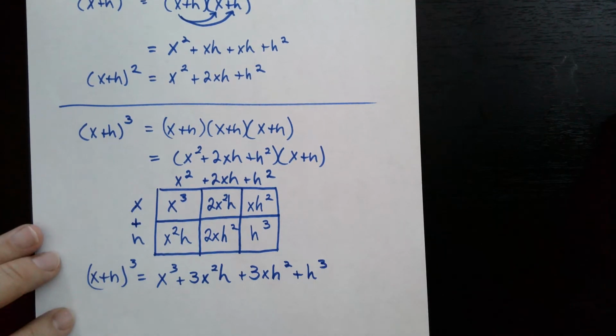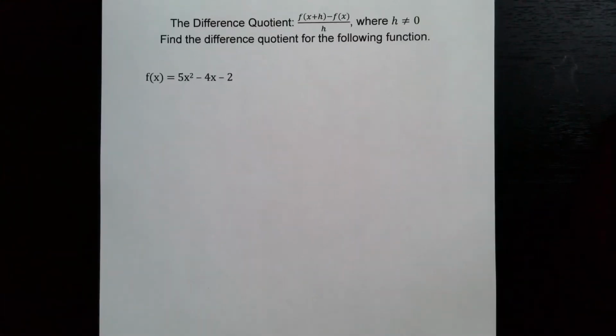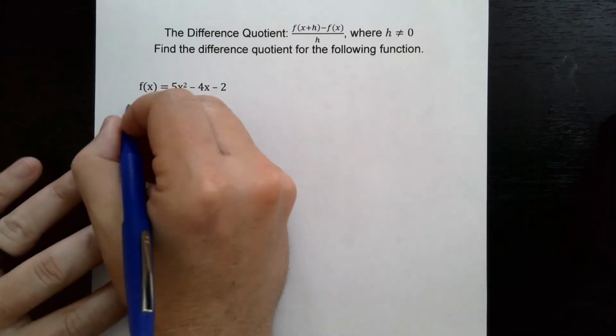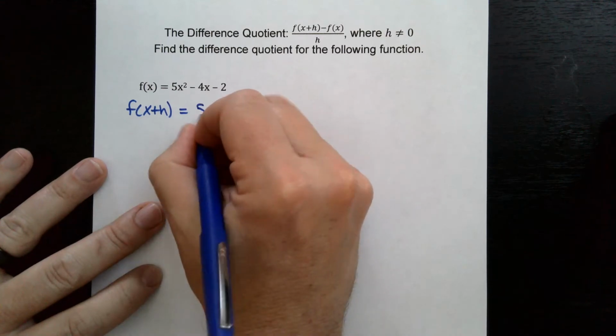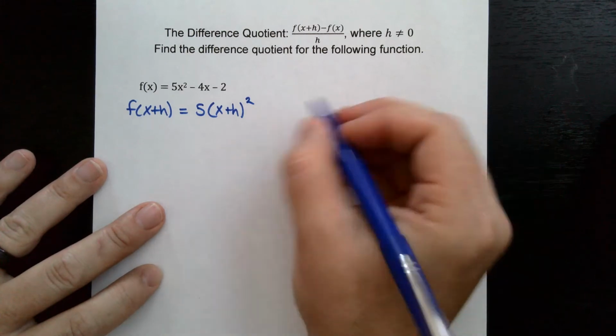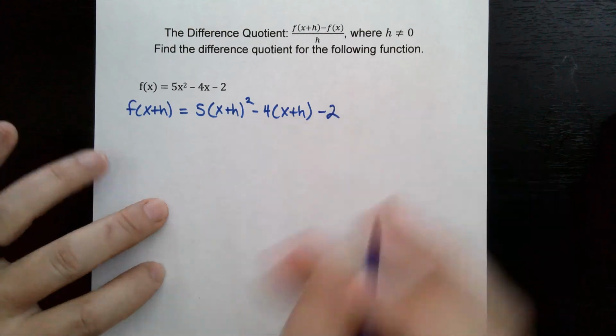Now we're going to reference that as we do these 2 problems that we're about to do, so that we can save ourselves a little time. So let's start with the first one here. We've got 5x squared minus 4x minus 2. Notice that we need to find f of x plus h. So f of x plus h is going to be 5 times x plus h squared minus 4 times x plus h minus 2.